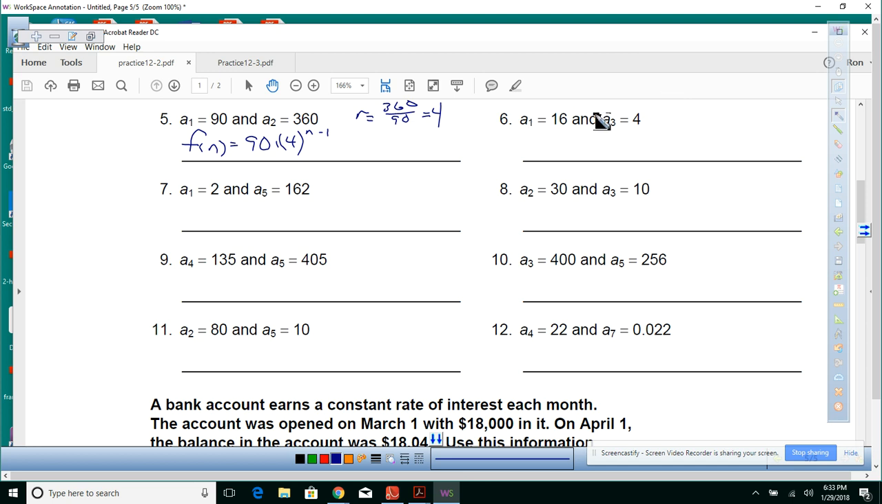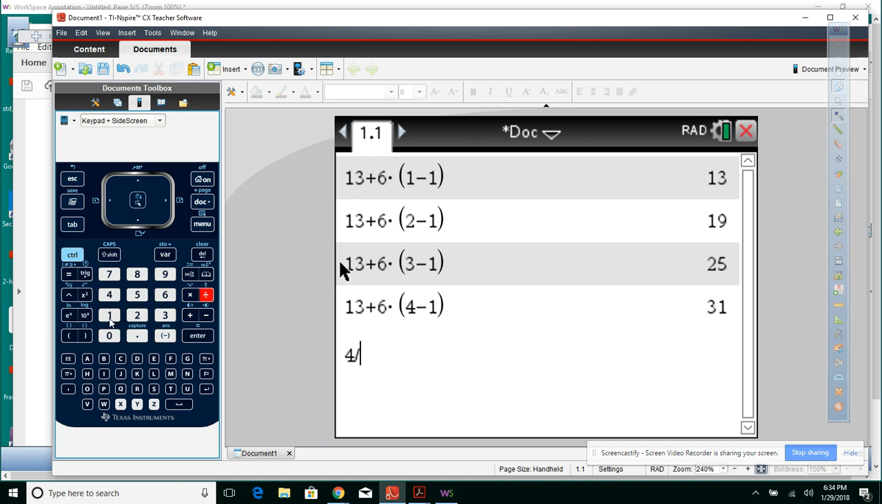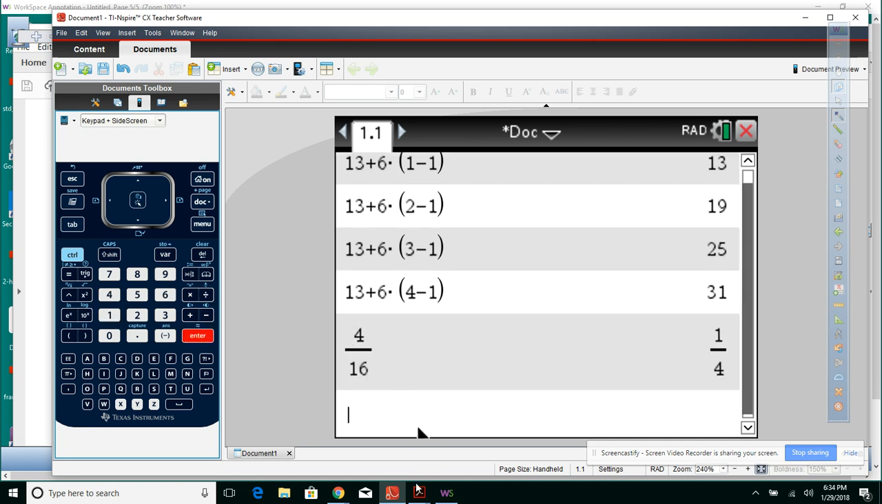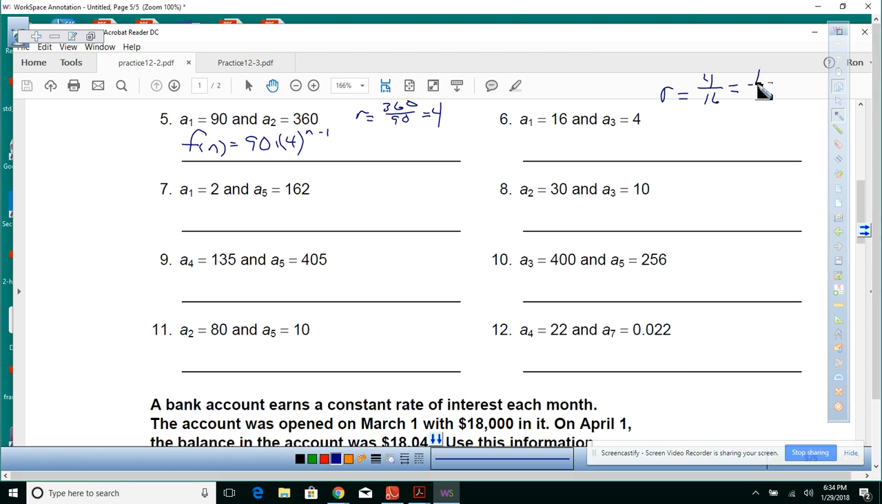Let's take a look at number 6 here. R equals 4 divided by 16. What is 4 divided by 16? I'm getting 1/4. So f of n equals 16 times 1/4 to the n minus 1. So here I have, that's a to the 5th.